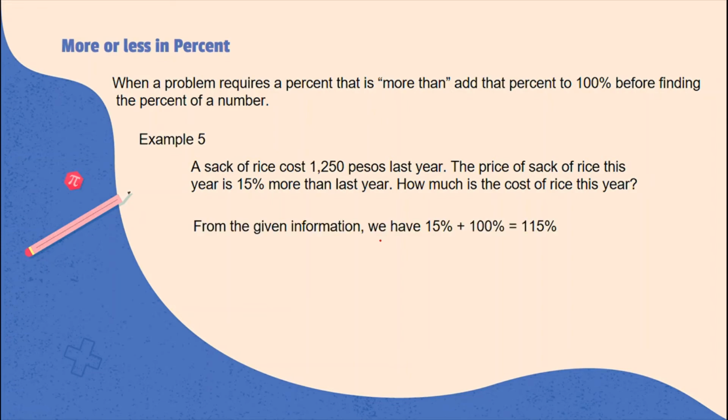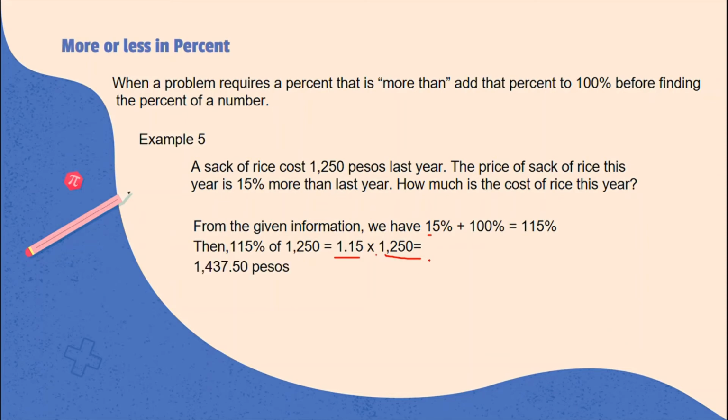From the given information, we have 15% plus 100% because it is 15% more for this year. So 15 plus 100 makes it 115%. After we put this into percent, we need to change this into decimal. So 115% makes it 1.15. Multiply it with the price of a sack of rice, which is 1,250.